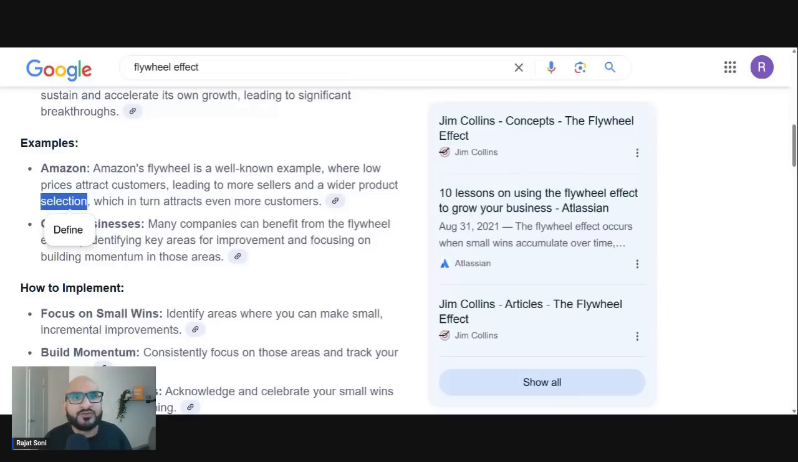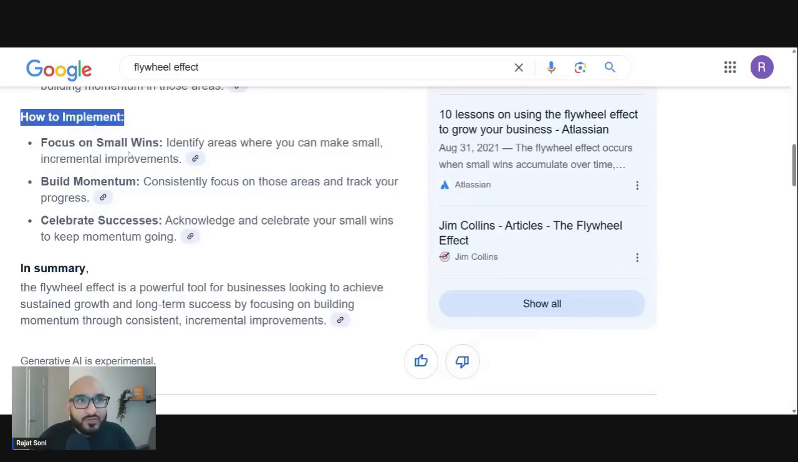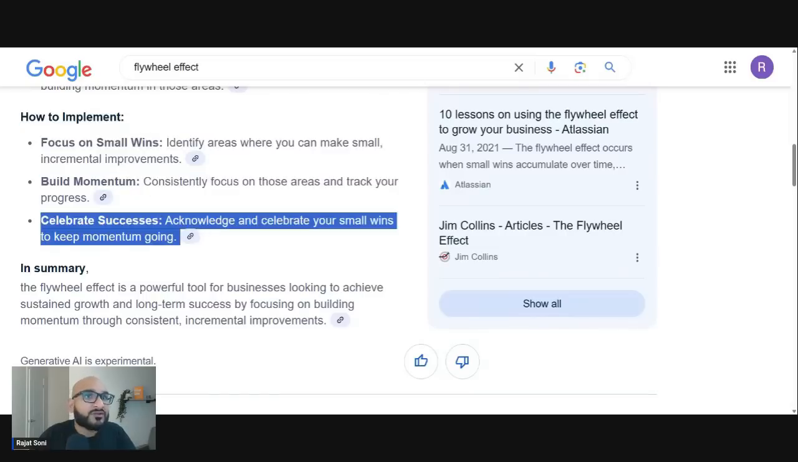People use Amazon and Amazon doesn't have to advertise really anywhere. Over time, word of mouth is going to make Amazon keep growing and growing because of the service that they provide. If you want to implement this in your own life, you have to focus on the small wins, build momentum, and celebrate successes. And now, how does this apply to Bitcoin?